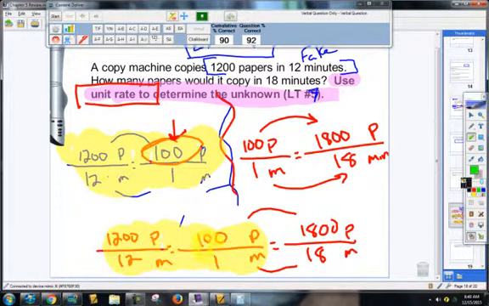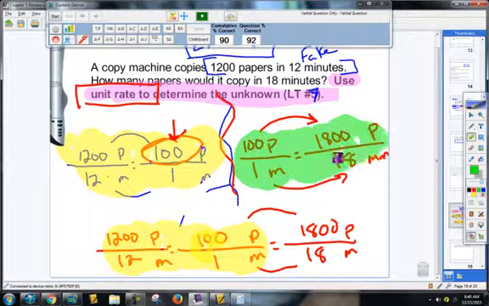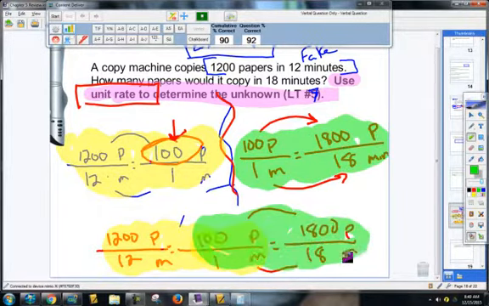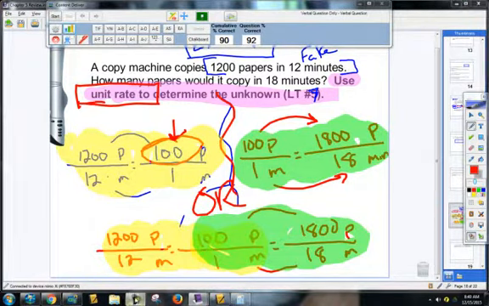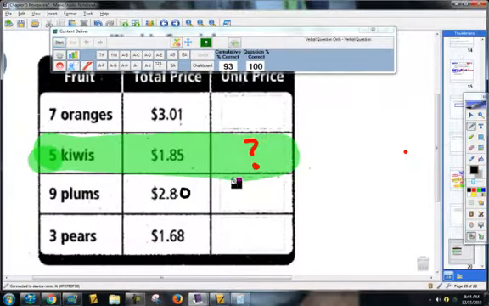The only difference between these two is here I rewrote the entire unit rate and then did a separate proportion. Well, this one, I just borrowed that one so I didn't have to rewrite it. But is it the same thing, guys? It's the exact same thing. I am completely fine with you doing either. But we're going to use unit rate, so we're going to figure out how many papers per minute in that situation. So, all right, guys.